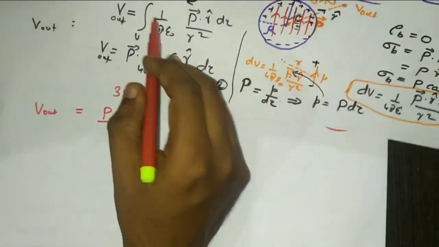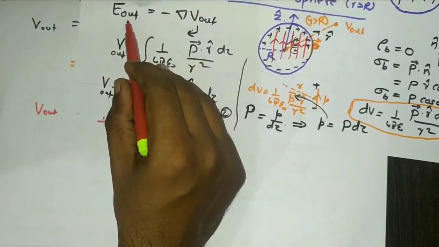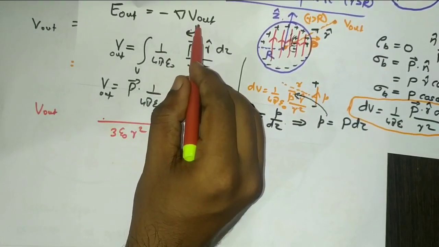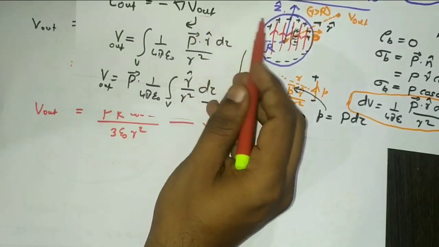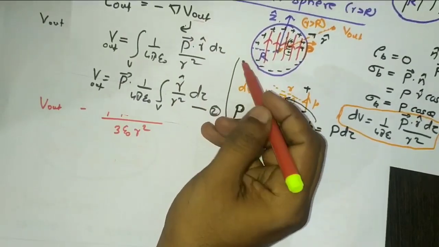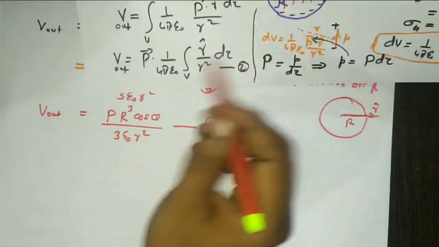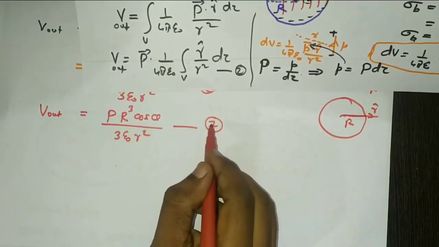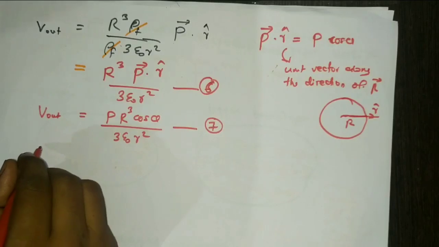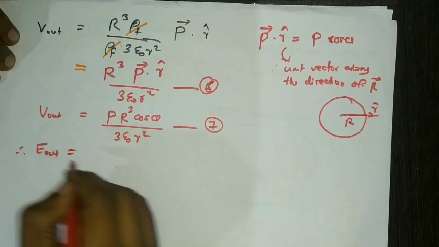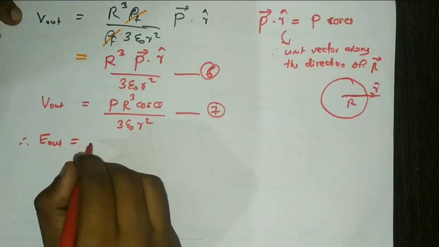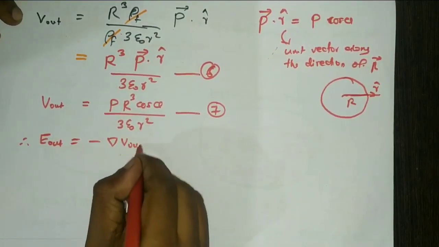As I have mentioned earlier at the beginning, the electric field outside can be found using this expression, and now we obtained the expression for the potential outside the uniformly polarized sphere. Now substitute this equation 7 into this equation. Our aim is to find the electric field outside the uniformly polarized sphere, minus del V out.